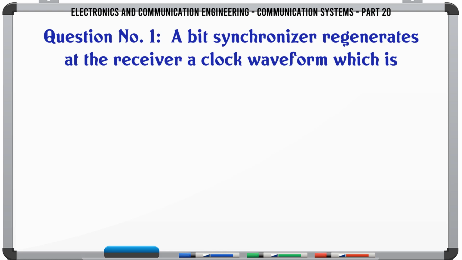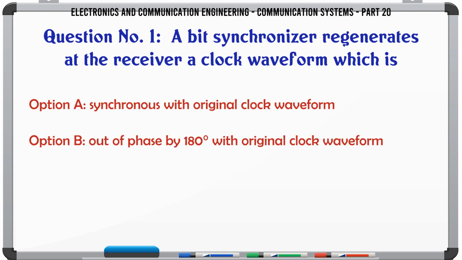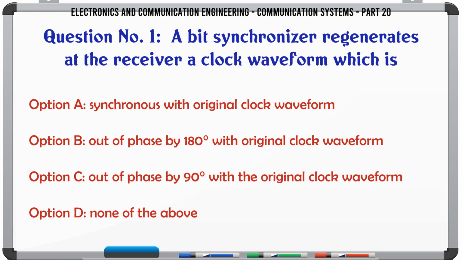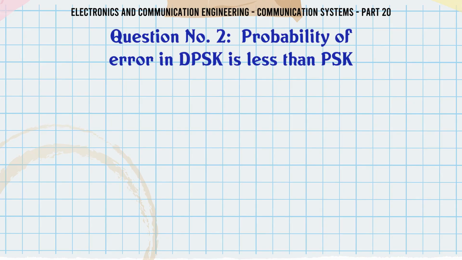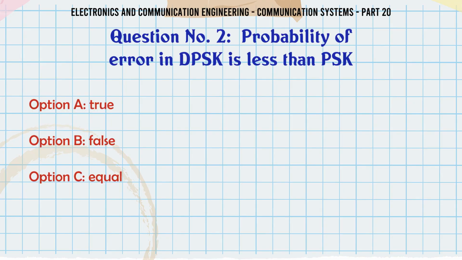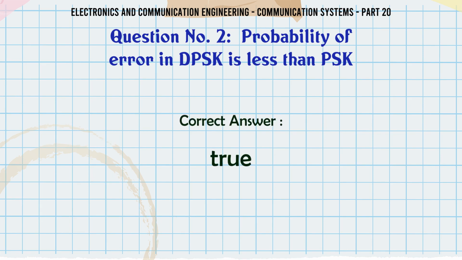A bit synchronizer regenerates at the receiver a clock waveform which is: A, asynchronous with original clock waveform; B, out of phase by 180 with original clock waveform; C, out of phase by 90 with the original clock waveform; D, none of the above. The correct answer is synchronous with original clock waveform. Probability of error in DPSK is less than PSK. A, true; B, false; C, equal; D, depends upon noise. The correct answer is true.